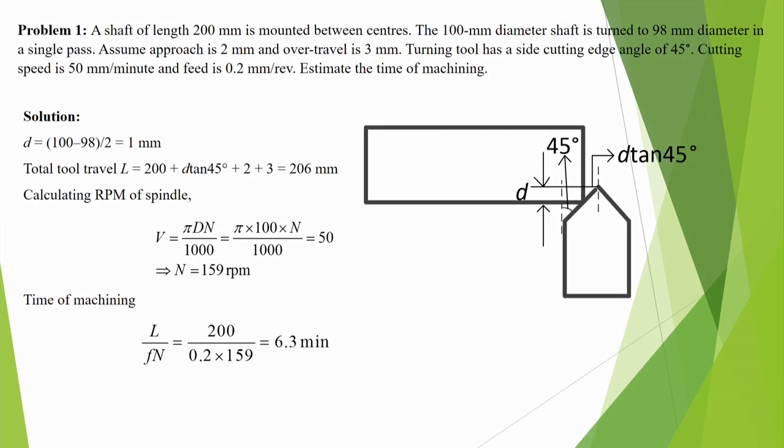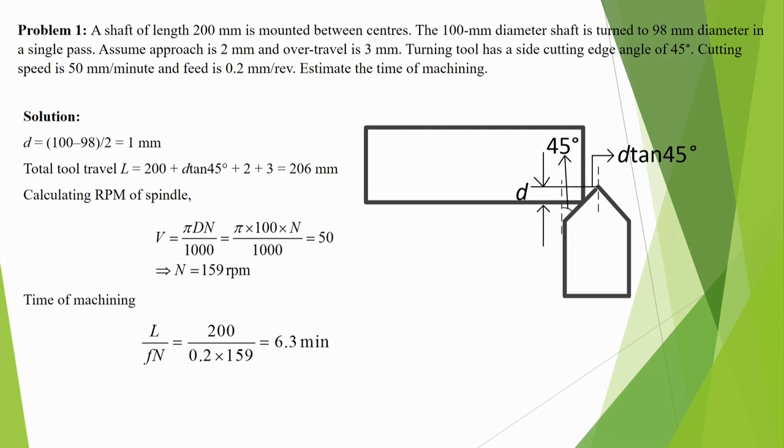Now, let us discuss one or two problems here. Suppose a shaft of length 200 mm is mounted between centers, and a 100 mm diameter shaft is turned to 90 mm diameter in a single pass. Assume approach is 2 mm and over travel is 3 mm. The turning tool has a side cutting edge angle of 45 degrees, cutting speed is 50 meter per minute and feed is 0.2 mm per revolution. Estimate the time of machining.